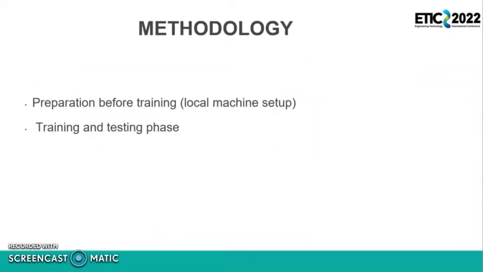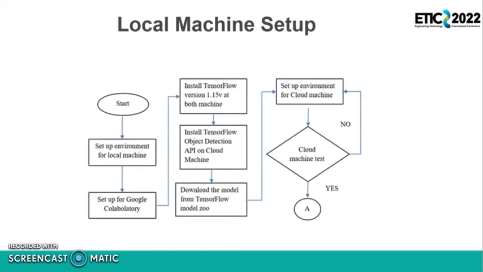Okay, next is the methodology. The methodology can be divided into two phases. The first is the preparation before the training. In this phase, the local machine is set up, while the Google Colab also will be set up. And then the second phase is the training and testing, including the validation of the proposed algorithm.